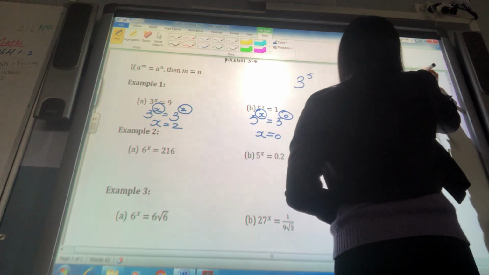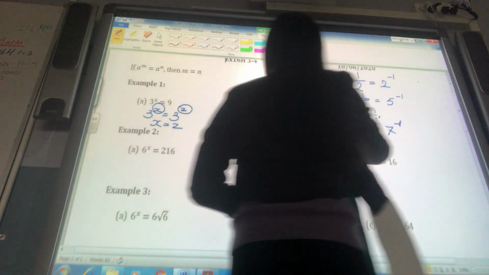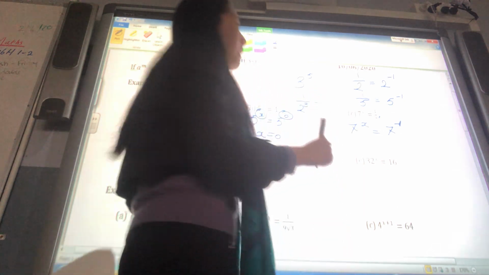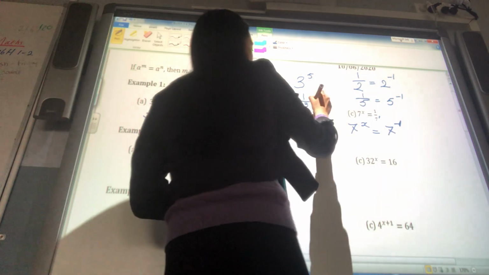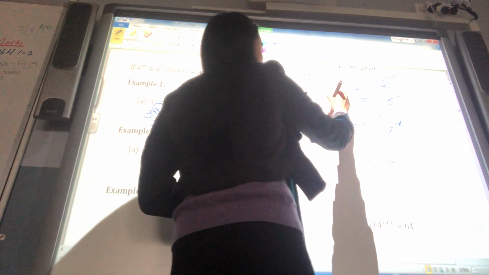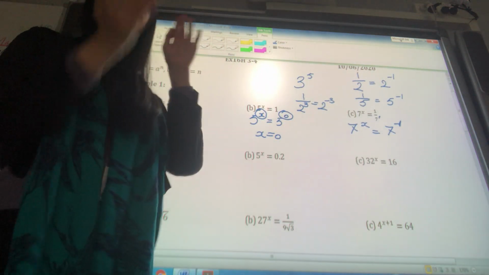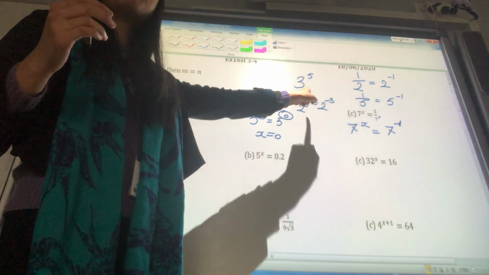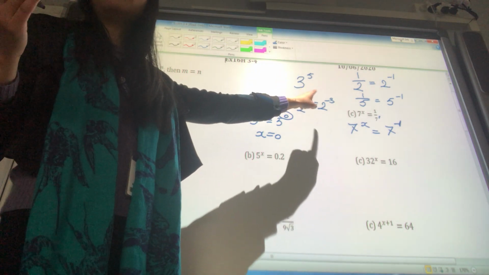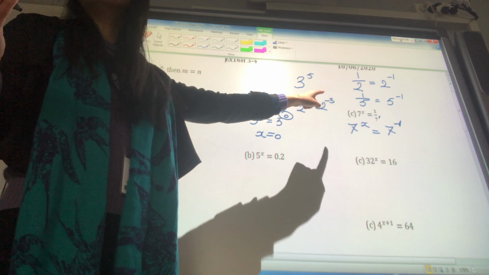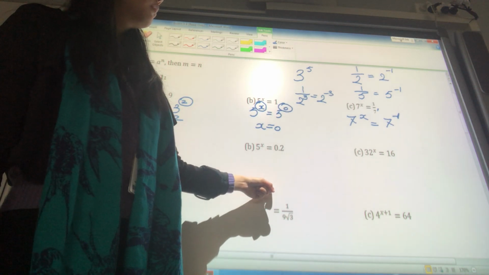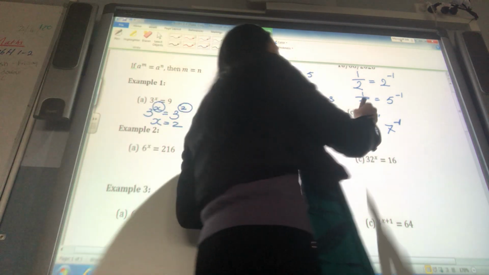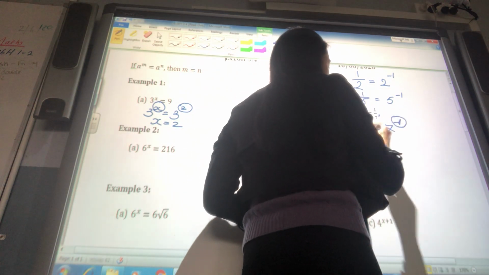So if you have, say, 1 over 2 to the power of 3, how do I write it as an index? 2 to the power of negative 3. You just have to change the power to negative, and whatever power you have on the base, that's how much the power is. Alright, so this gives you x and negative 1 are equal.